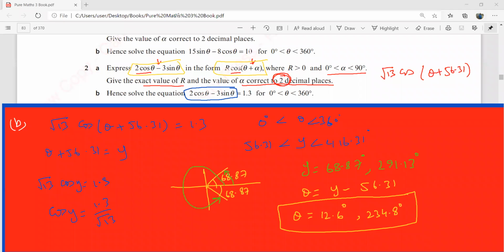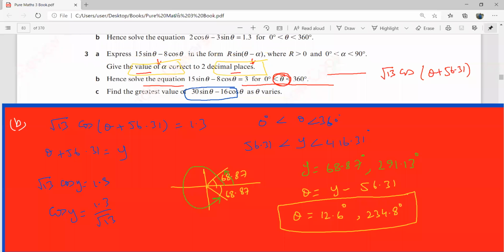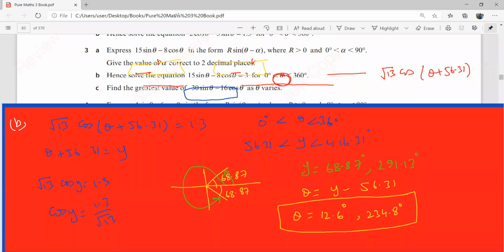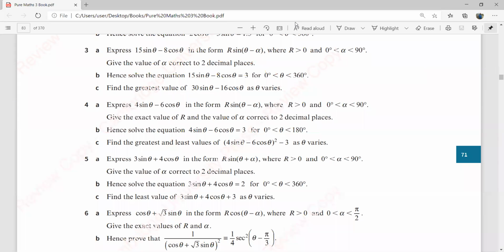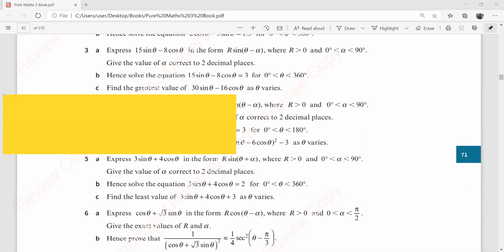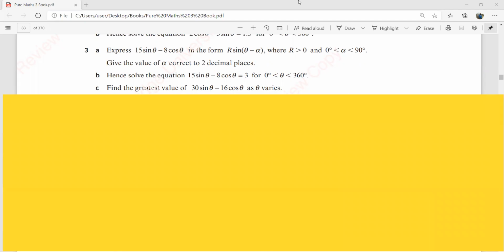Okay, let me do one more question and then you guys will practice. This is the third question I'll be doing. I don't want to do a harder question, because once you try these first 4 or 5 questions yourself, you will be able to handle those questions. So let's do that. This third question is asking for the greatest value as well.